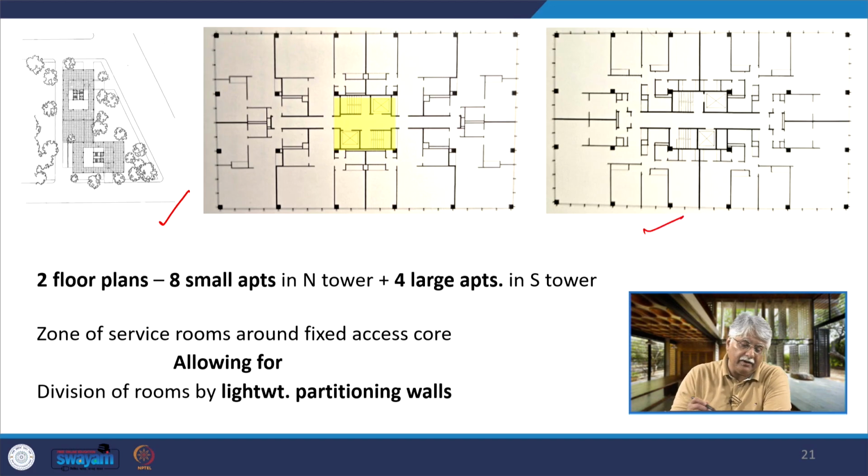Also he brought in an access core right in the center here, and this was a zone of service rooms around a fixed access core which allowed for the rooms to be divided by lightweight partition walls. So again it goes back to his earlier idea which he used in, say, Crown Hall, etc., that the apartments themselves were flexible.